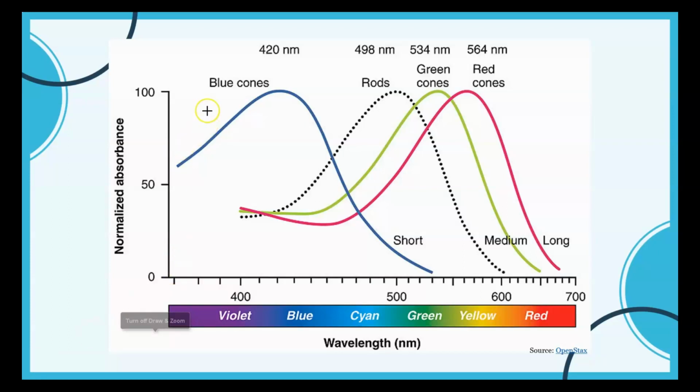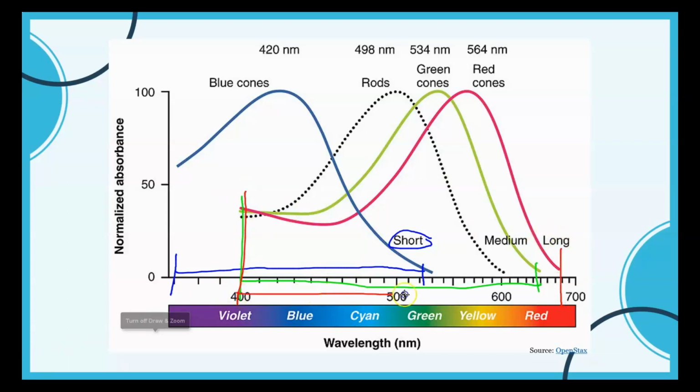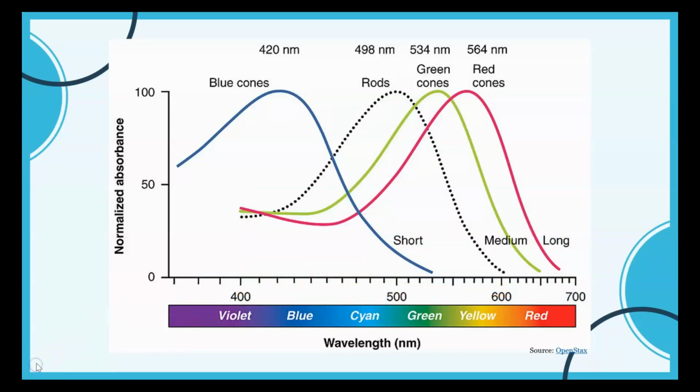So for example, the blue cones here respond to light waves that are between this and this range, and that would be categorized as the short wavelength. The green cones here respond to waves that are between this range, and that is categorized as the medium wavelength. And the red cones here respond to light waves that are between this and this range, and that is categorized as the long wavelength. The determination of color depends on the ratio of activity across the three types of cones.